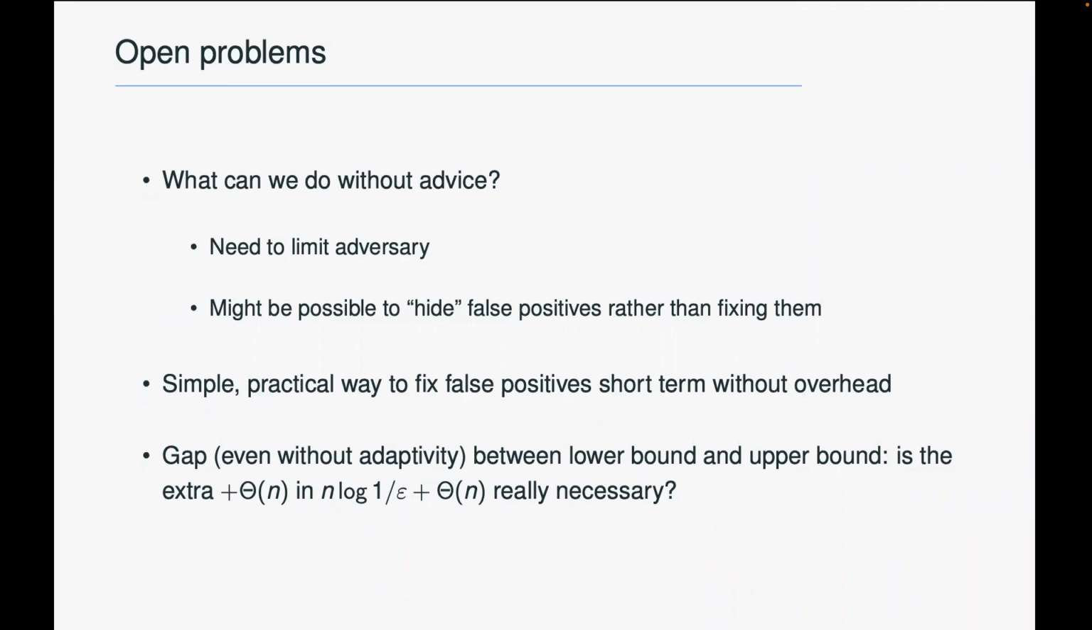Right now, there's a gap between the lower bound and the upper bound. The lower bound I showed was n log 1 over epsilon, but everything I talked about today gets an extra theta n. Do you really need that extra theta n term? So you need this much space if you're doing single function hashes. By getting rid of single function hashes, can you compress a filter even lower than you would be able to otherwise? Thank you very much.